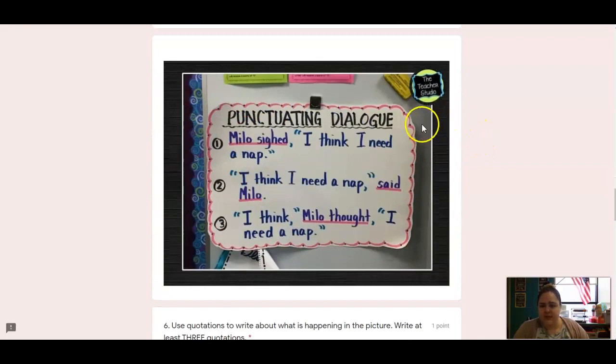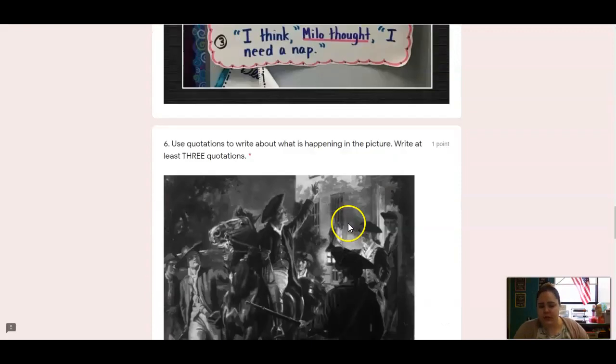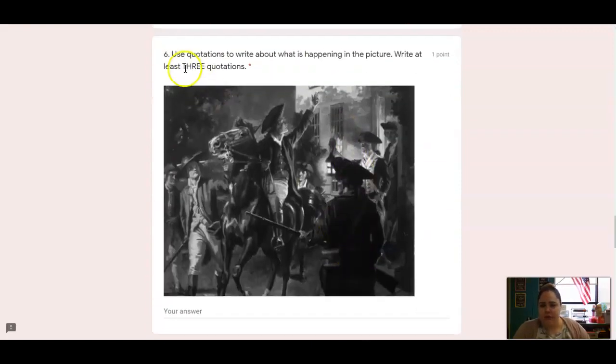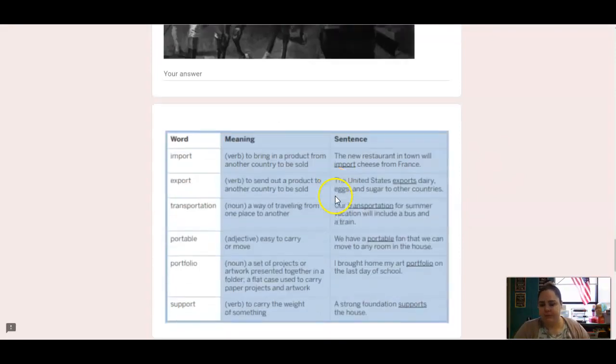Lastly, you're going to do a little bit of dialogue. So here is an anchor chart to help you with your dialogue quotation marks and your punctuation. And you're going to give me 3 quotations about this picture here. So this was that painting of Paul Revere. So there's Paul Revere right here. He's on his horse, and there's other members of the Massachusetts group. So give me at least 3 quotations that might have been happening in this picture. What do you think they might have been talking about?